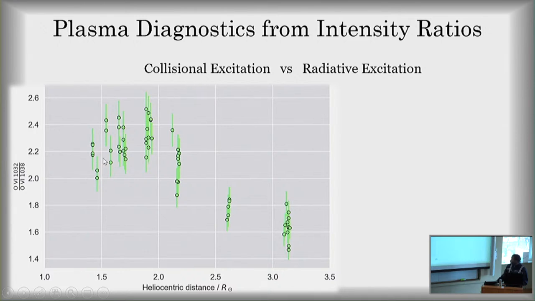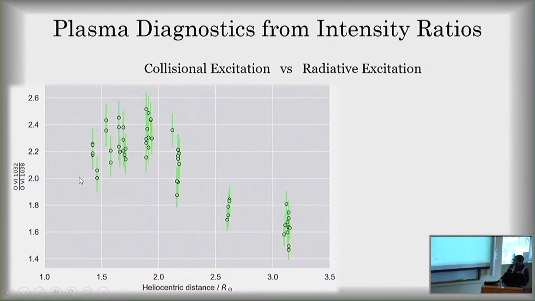Now I'm showing the importance of intensity ratios. This is another very important spectroscopic technique that I hope may or may not be new for some of you all. Plasma diagnosis can be deduced from these intensity ratios. And this is particularly because we're making use of the collisional excitation of the radiation that we see versus the radiative excitation. And I'll explain that in a second.